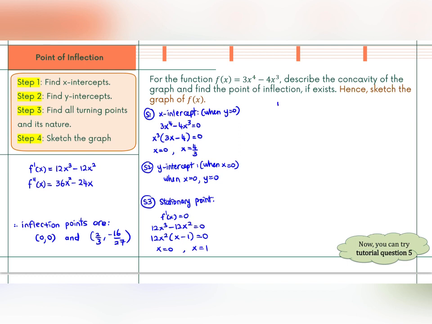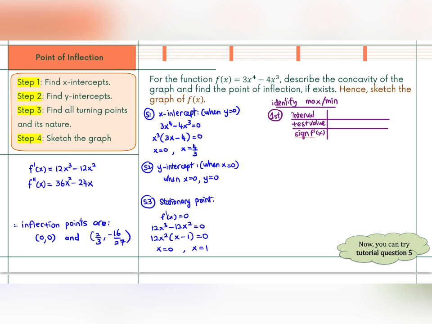So, kat sini saya gunakan warna purple, identify maximum ataupun minimum. Now, let's say if you want to use first derivative test. So kita perlukan apa tadi? Interval, kita perlukan test value dan kita perlukan sign of f prime x. Okay, this is what you need untuk first derivative test.